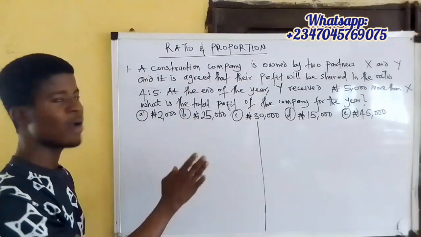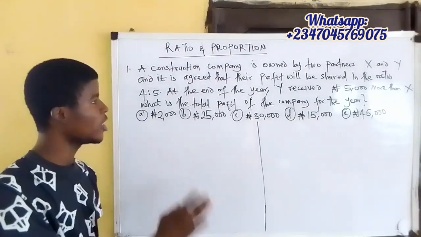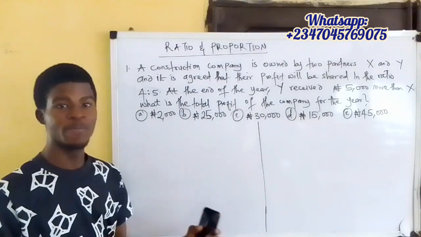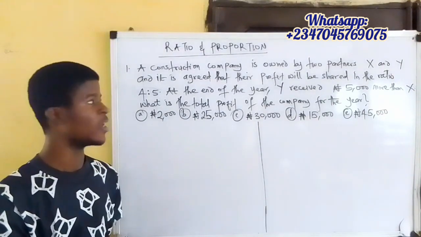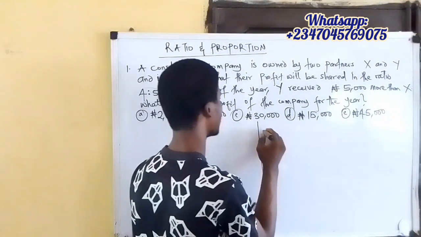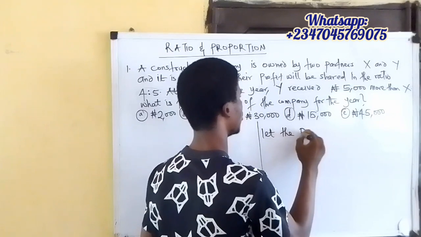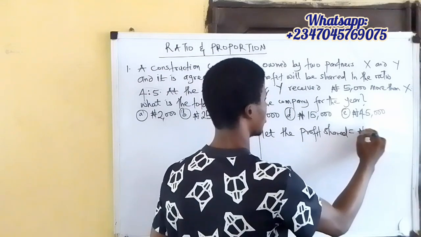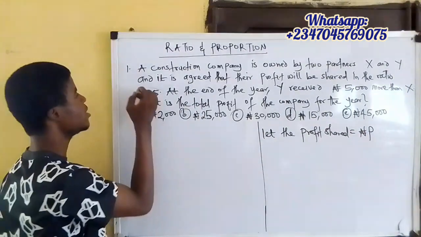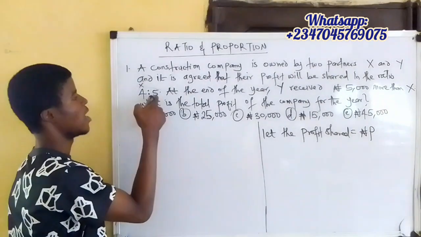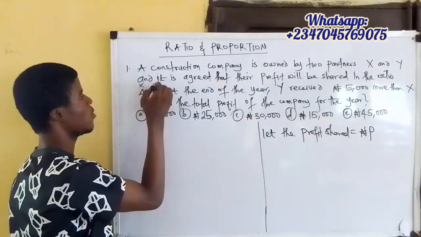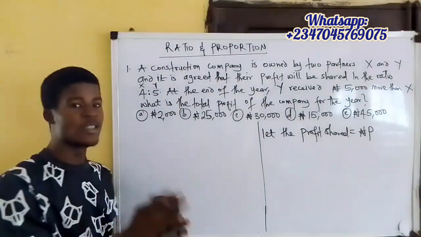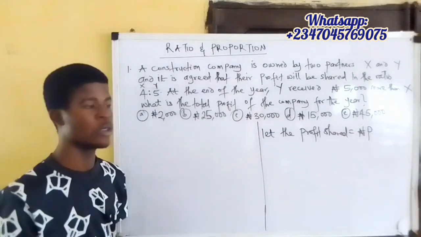Now, the company is owned by two partners, X and Y, and they want to share the profit in this ratio. We don't know the amount of profit they shared. So we can just say, let the profit shared be equal to P naira. You will agree with me that this first part is for X and this second part is for the partner Y. Alright, so let's share this profit in this ratio and see what the individual partners will get.